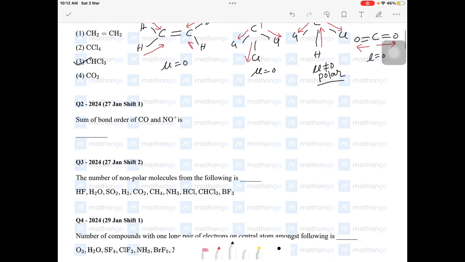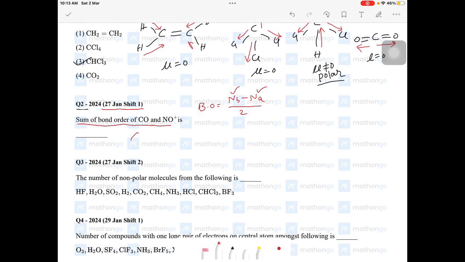Next, sum of bond order. Second question, 27th Jan Shift 1 only. Sum of bond order of CO and NO+. How are we going to find bond order? Simple. I'll give the bond order formula: number of bonding electrons minus number of anti-bonding electrons, divided by 2. Finding the entire number of bonding and anti-bonding electrons takes a lot of time. That's why I'll give a simple trick to find bond order.